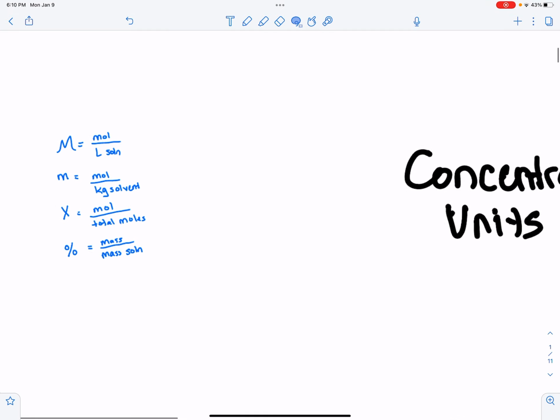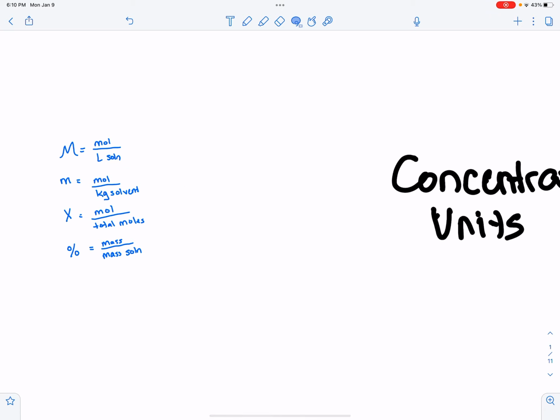So we've got molarity. Hopefully you remember that one. We have mole fraction. That was in the gas chapters when that was first introduced. And then we have percent mass. That was kind of touched on. It's very similar to percent composition, which is where you're figuring out empirical formulas and stuff. So you might remember that one or you might not.